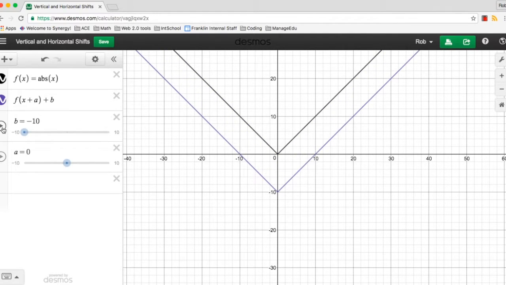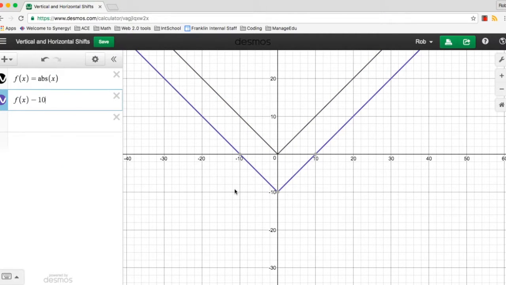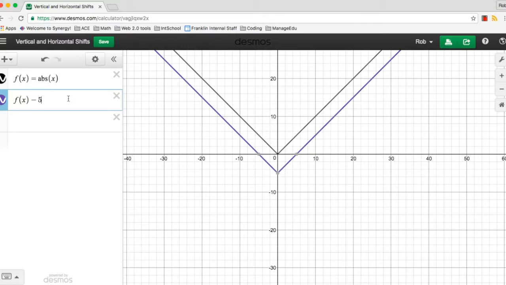You can tell, all right, if I want to shift it down 10, I just subtract 10 from the entire function, right? So if I just had, oops, f of x minus 10, I don't even need these sliders anymore. This graph is just shifted down 10. The outputs are all shifted down. Remember, the outputs are the y values. So the y values are just shifted straight down, right? If I want to shift it down 5, you just minus 5 from the whole thing.